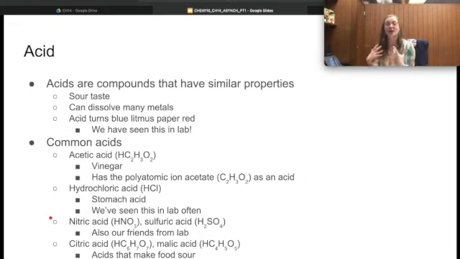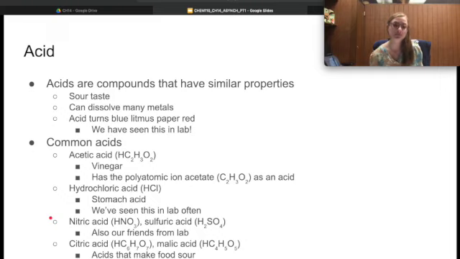So there's lots of different color changes we'll see here with acids and bases as well. It's quite fun. So some common acids that you may have experienced or you may have heard of, I have them listed here. So first and foremost, acetic acid. So it's got the polyatomic ion acetate in it as an acid, basically. So you take that polyatomic ion, you add a hydrogen to it, and from there you're going to have acetic acid. We also know this in our everyday lives as vinegar.